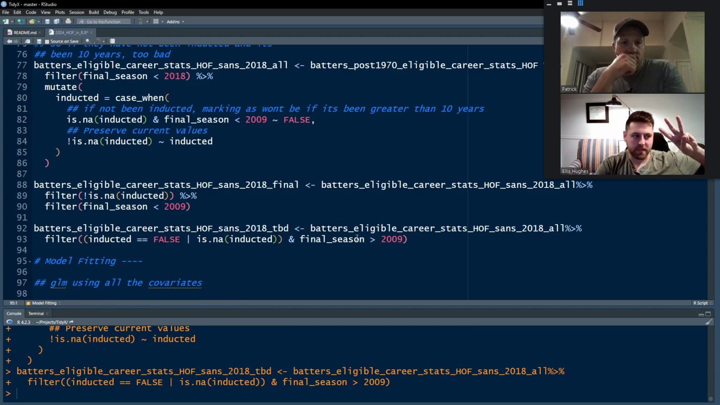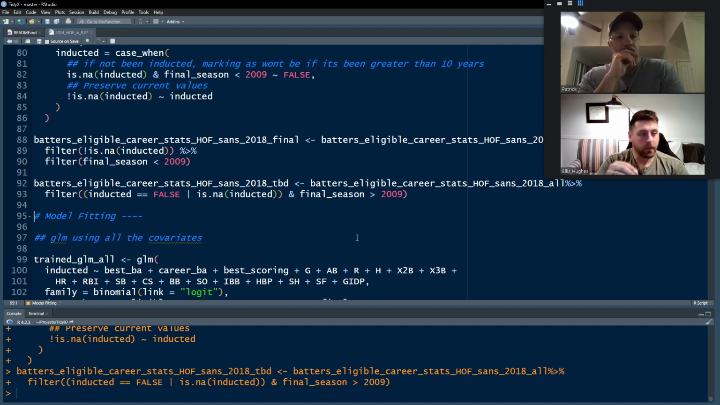So now we have three types of data set. We have the final data set, which tells us all the records and patterns of voting for the writers that vote people into the Hall of Fame. We have the people whose final status we're not sure about, but who have technically been eligible for a number of years. And the last one is the new 2018 class, the new people who are eligible as of this year.